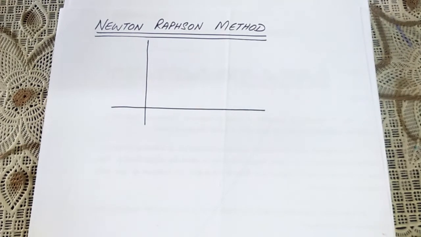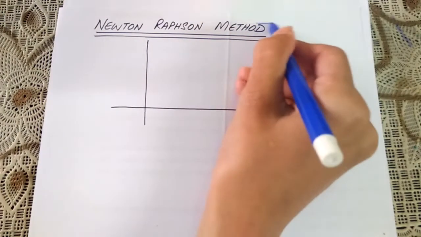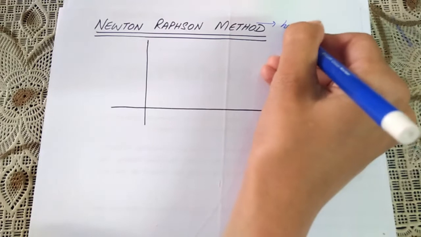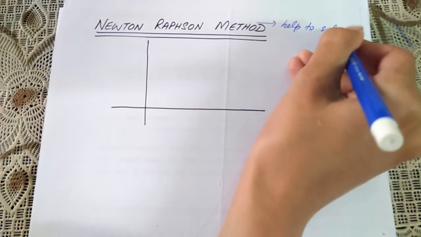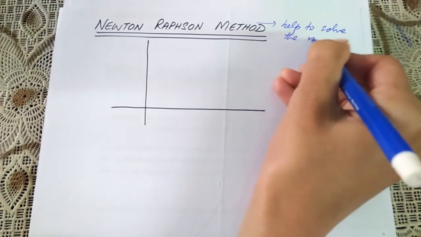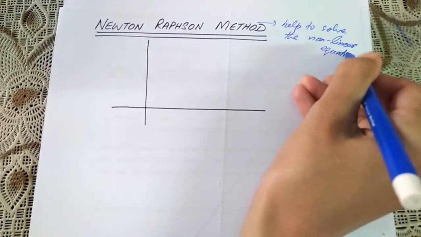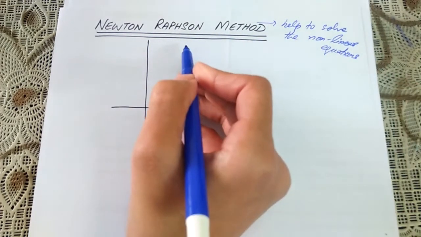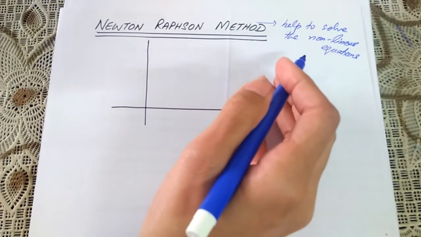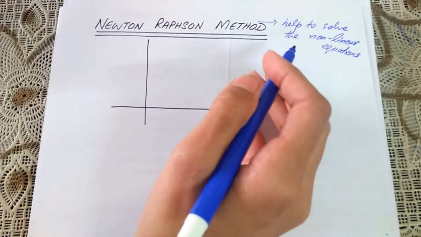Newton-Raphson method. The Newton-Raphson method is another numerical method used to solve equations, for finding the roots of an equation. Its application is that it helps to solve non-linear equations. It's one of the applications of this Newton-Raphson method that it helps to solve the non-linear equations.